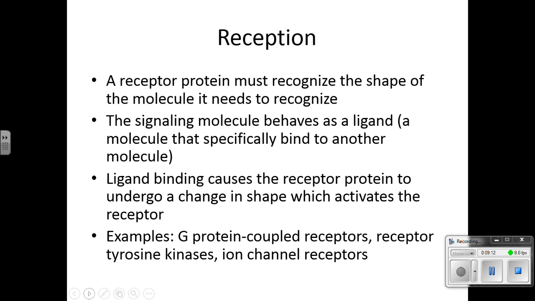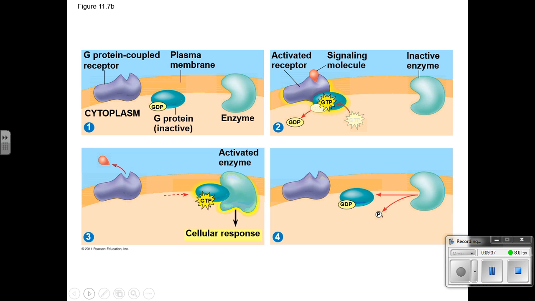Reception. A receptor protein must recognize the shape of the molecule it needs to recognize. The signaling molecule behaves as a ligand, a molecule that specifically binds to another one. The ligand binding causes the receptor protein to undergo a change in shape, which activates the receptor. Examples: G protein coupled receptors, receptor tyrosine kinases, and ion channel receptors. And I'll show you those. You don't have to know them specifically.